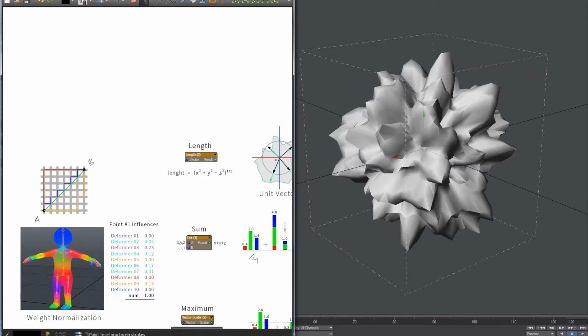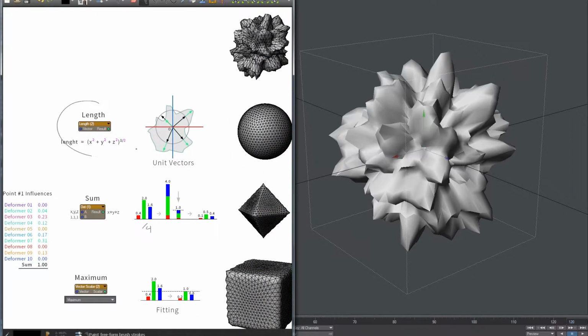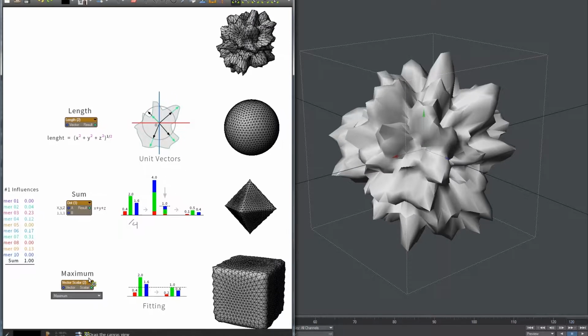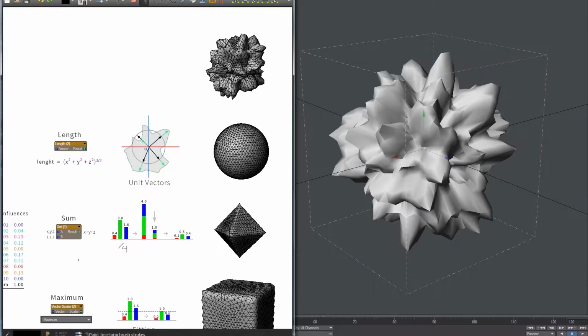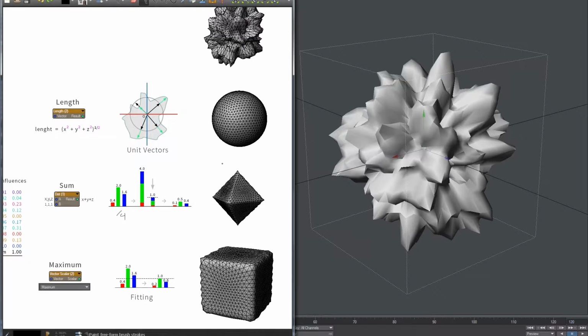Now let's look into another component. So instead of using the length, what if we use the maximum? So here I have this vector scalar node set to maximum. And so instead of using the length, I'm going to use the maximum. So what I get if I do that, it's not a unit sphere, but I get a cube. And so the positions will stick into the surface of a cube.